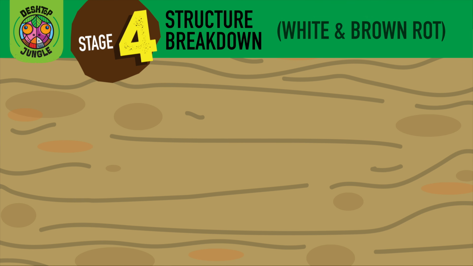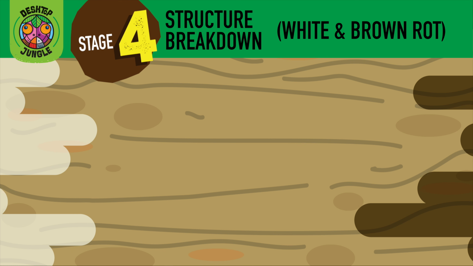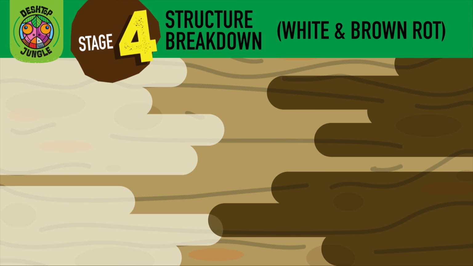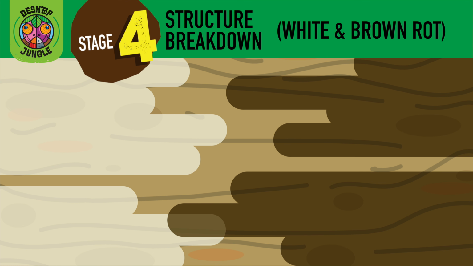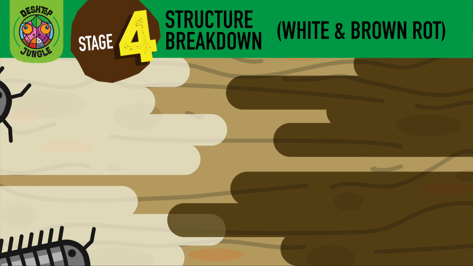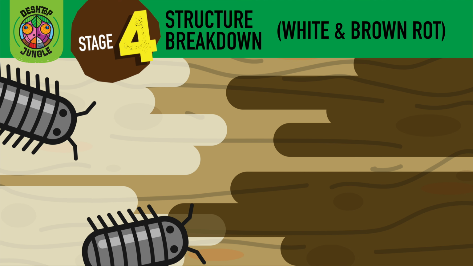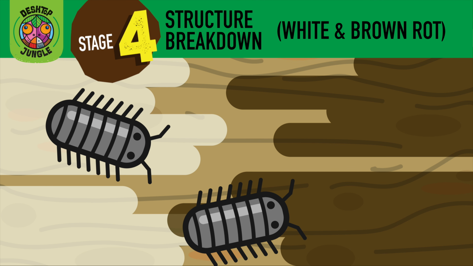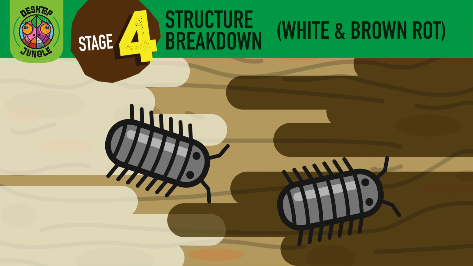It's the white and brown rot stage. White rot and brown rot fungi accelerate decay by breaking down lignin and cellulose. The wood softens, gets weaker, and it becomes biologically accessible. This is when isopods and millipedes begin feeding directly on the wood.